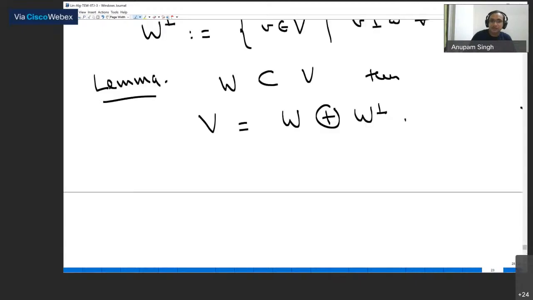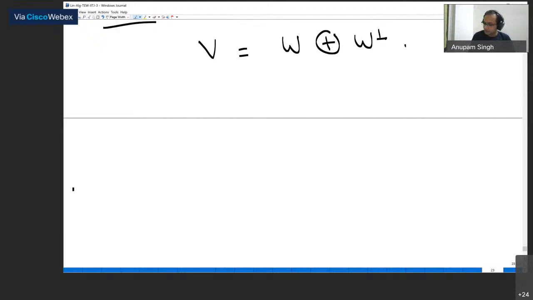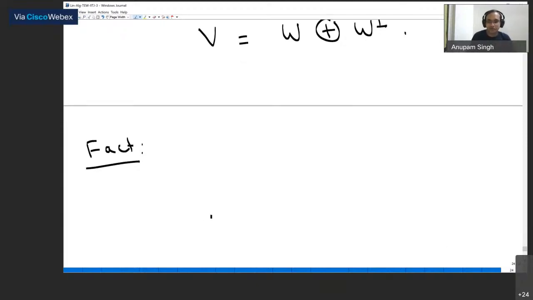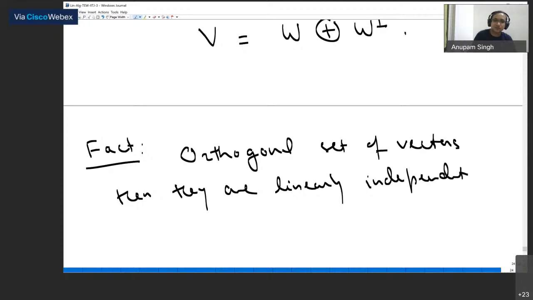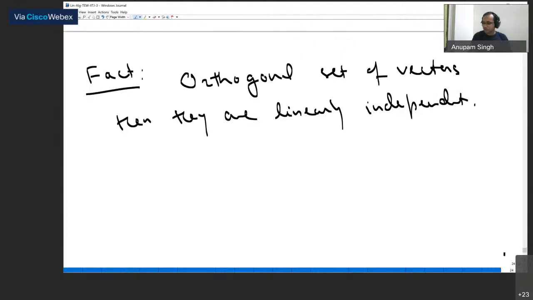Another fact, which I will just state rather than prove, since I assume you already know these things: if I take an orthogonal set of vectors, then they are linearly independent. Any orthogonal set of vectors is always linearly independent.